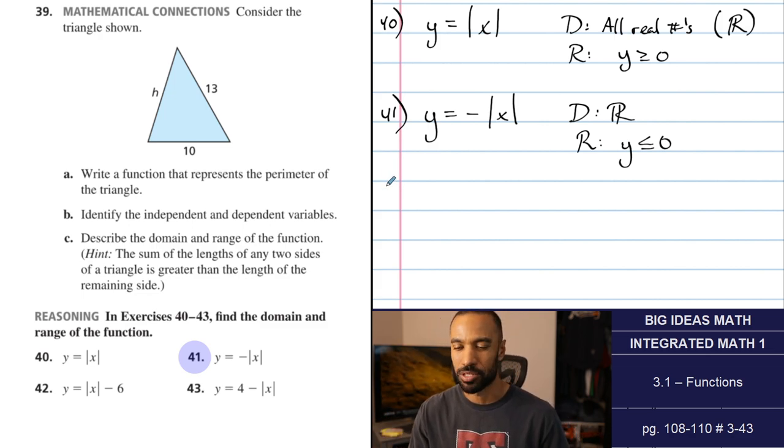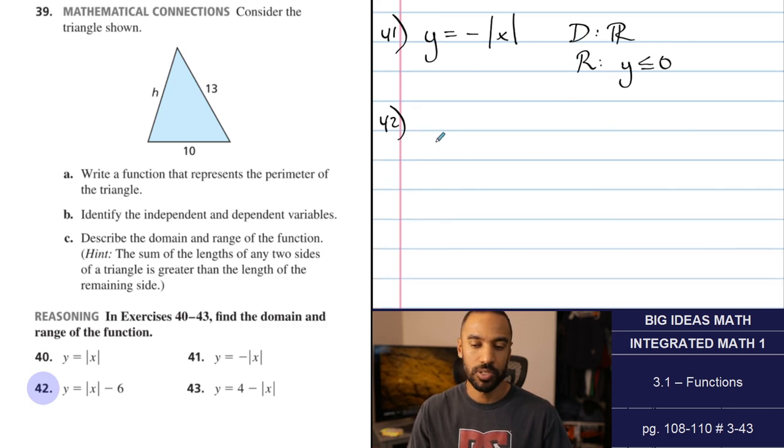And again, we're not graphing these right now, but the graph might help you see what they are for sure. We won't graph until IM2, I believe. I don't know for sure. Maybe you do them with tables later.